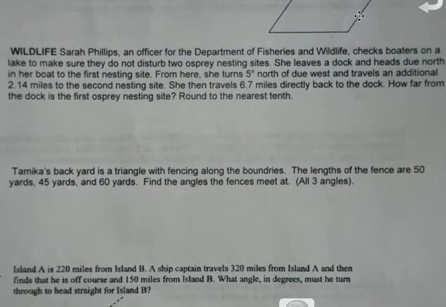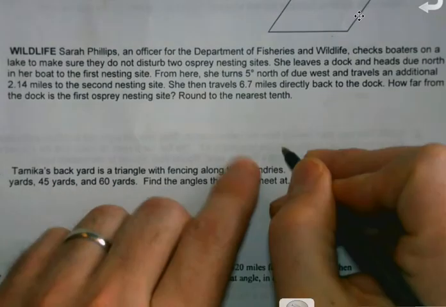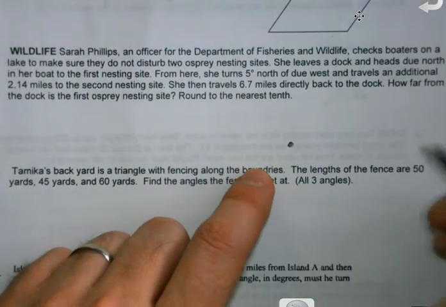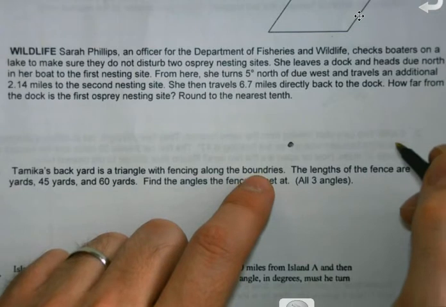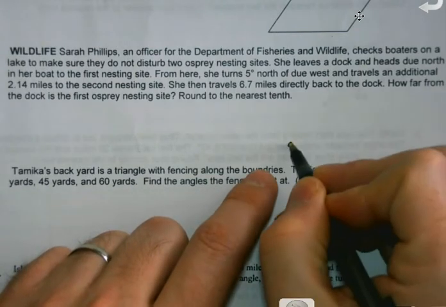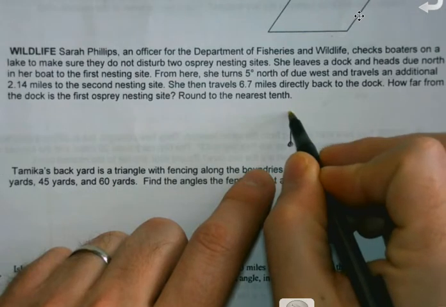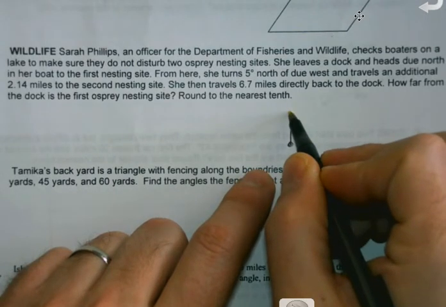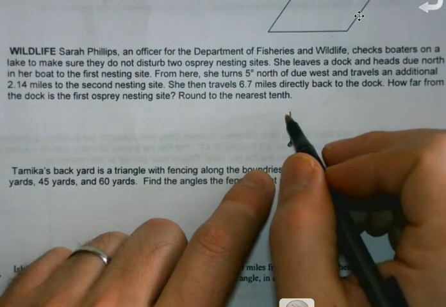All right, Sarah Phillips, an officer for the Department of Fisheries and Wildlife, checks boaters on a lake to make sure they do not disturb 2 osprey nesting sites. She leaves a dock. Okay, here's my dock. And heads due north, in other words, up, in her boat to the first nesting site. From here, she turns 5 degrees north of due west.